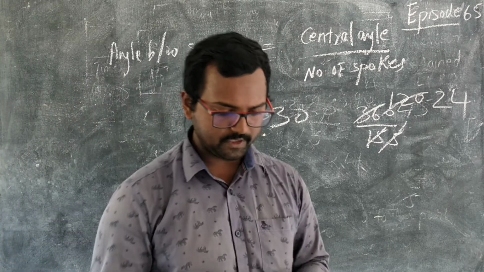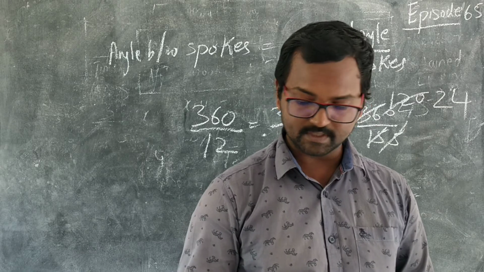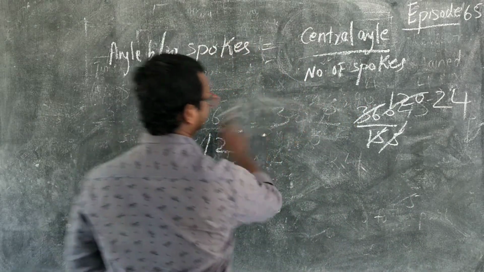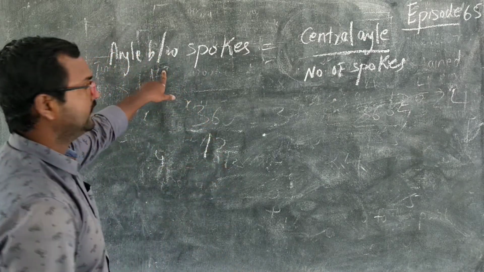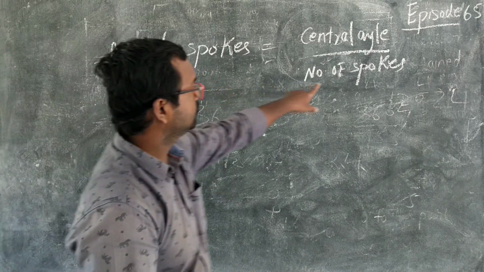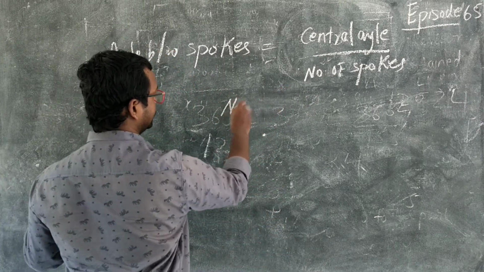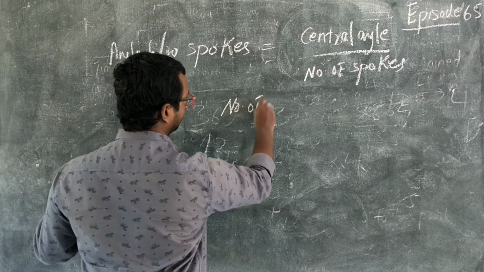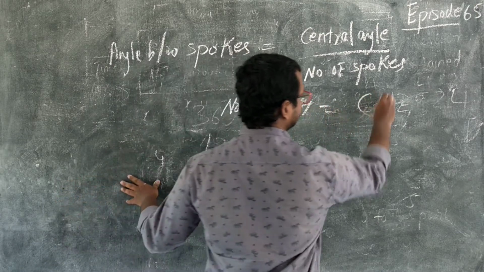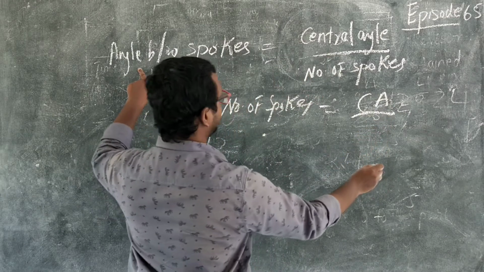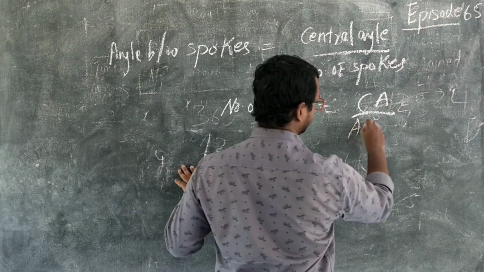Now, the third one, how many spokes would be needed if the angle between a consecutive pair of spokes is 40 degrees? So the question is, how many spokes would be needed? We have to find the number of spokes. So, number of spokes is equal to central angle divided by angle between spokes.